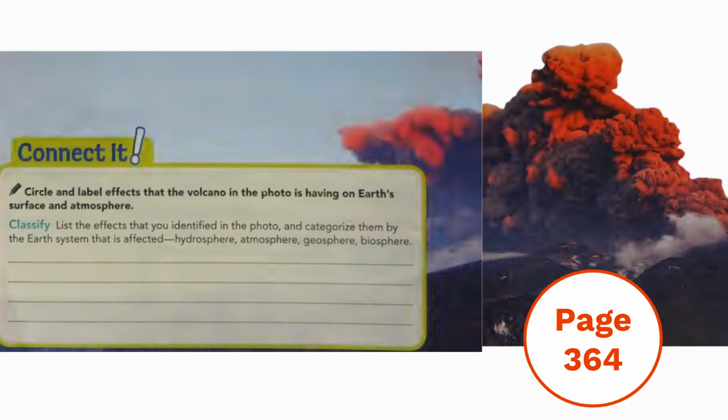List the effects that you identified in the photo and categorize them by the Earth system that is affected: hydrosphere, atmosphere, geosphere, or biosphere. Pause the video to complete this question. Answering the Connect It question will help you understand the lesson by showing what you already know.